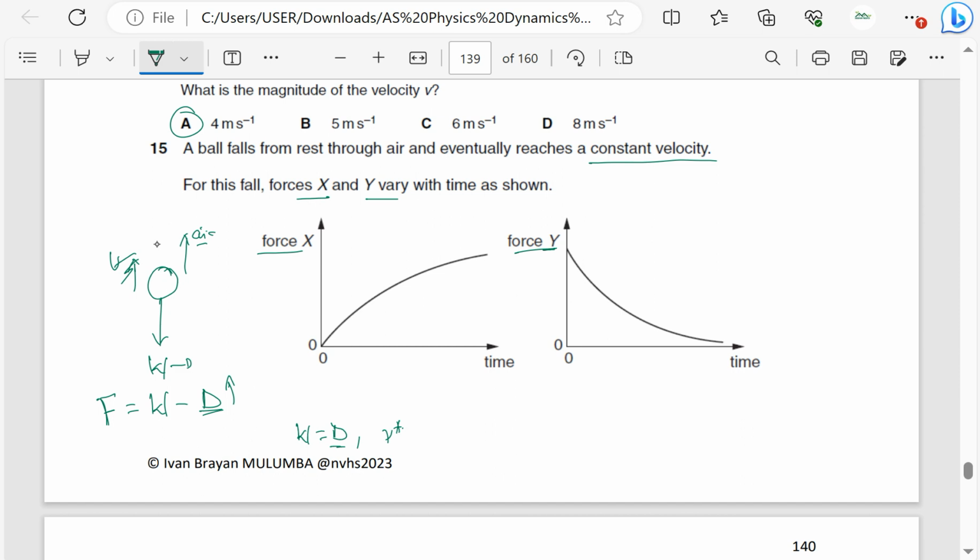But that means if the viscous drag is increasing, the resultant force must be decreasing. So the resultant force must be going to 0. When the viscous drag equals the weight, the resultant force is 0. So force Y must be the resultant force, and force X is most likely going to be the drag force, because the drag force increases until it is equal to the weight. It remains constant at that point where the acceleration becomes 0. The resultant force decreases as the force due to air resistance increases.